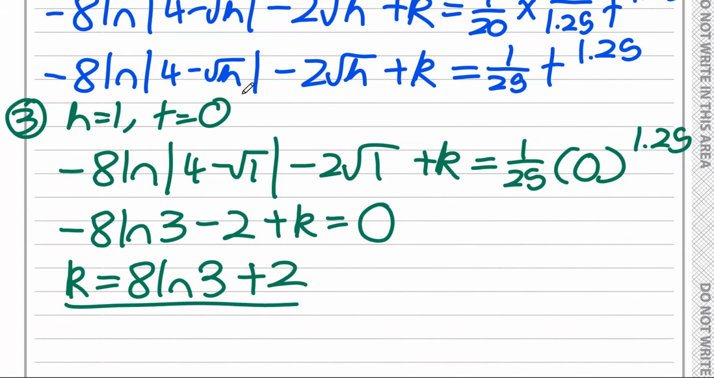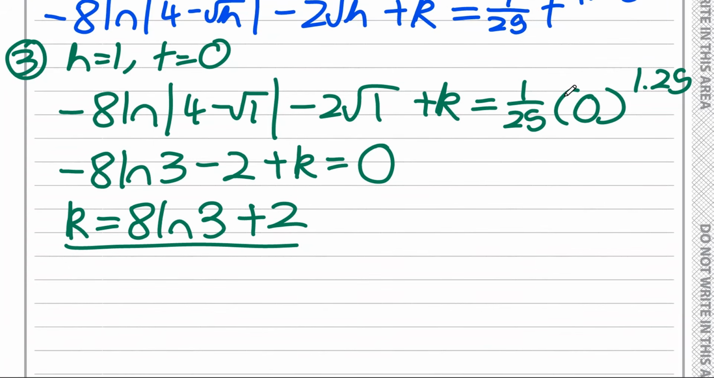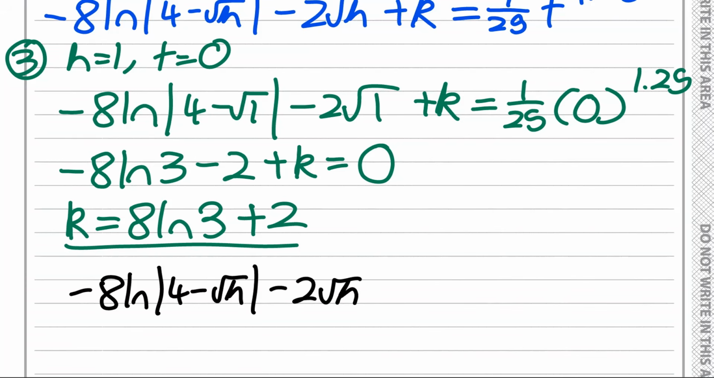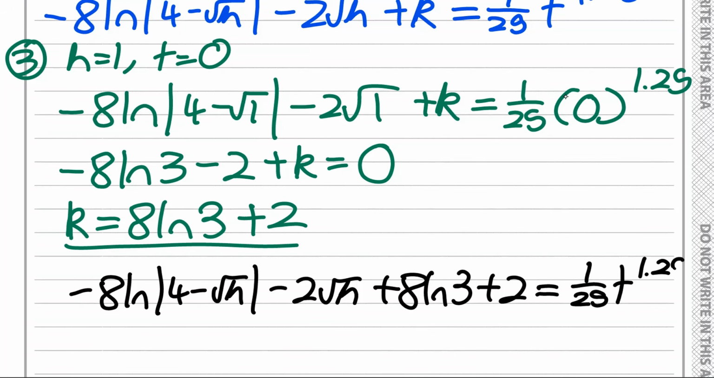Okay, so now we know the value of k, we can write out the full differential equation as minus 8 the natural log of the modulus of 4 minus root h, minus 2 root h, and then plus k, where k here is 8 natural log of 3 plus 2, and this is equal to 1 over 25 t to the power of 1.25, and this here is the differential equation solved.